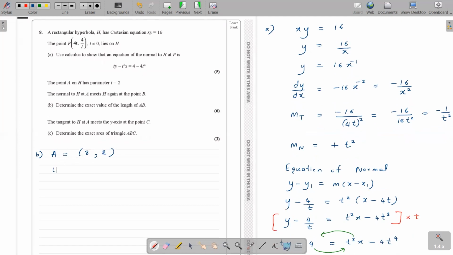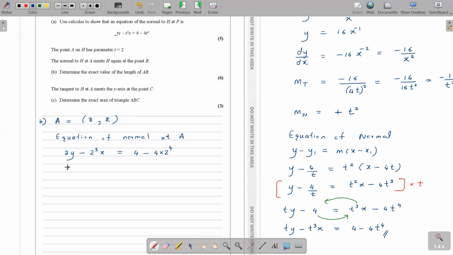Okay, so then let's get the equation of the normal at A. To get the equation of the normal at A, all you have to do is replace the t with 2. So you get here 2y, I'm replacing the t with 2. Here t cube x means 2 cube x equals 4 minus 4 into 2 to the power 4. Do you agree? So 2y minus 8x equals 4 minus 4 into 2 to the power 4. Can I directly have this answer here?